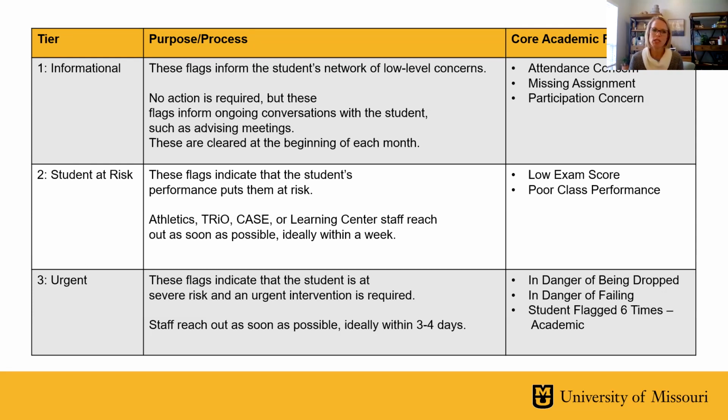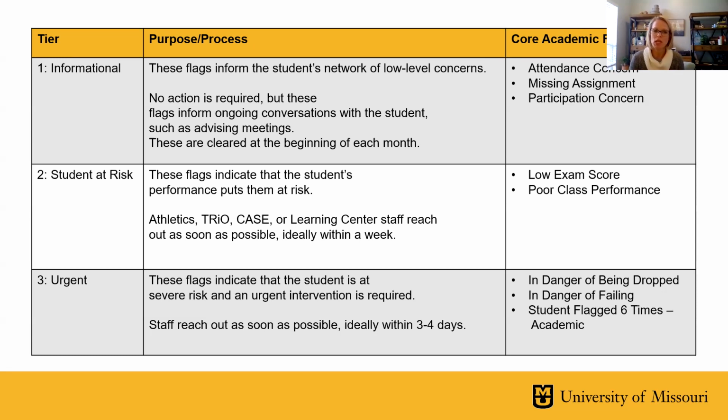Level 2 is what we call student at risk. This includes low exam score and poor class performance. For these flags, outreach occurs specifically through athletics, TRIO, CASE, and the learning center. They do outreach as soon as they can, ideally within a week, providing additional resources or offering to meet with the student as it relates to that low exam score or class performance.